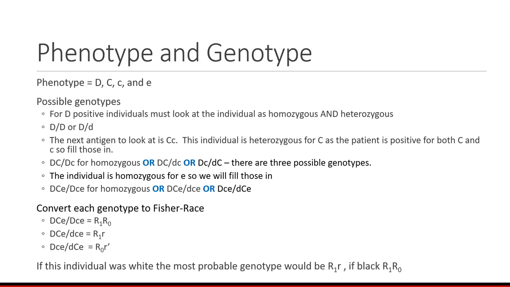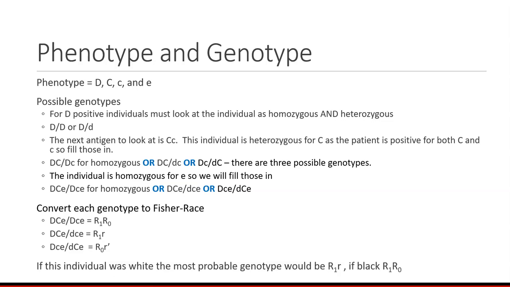Determining genotypes, Rh genotypes, is usually a struggle for many of my students, so I want to slow this down and just take it step by step by step in converting a phenotype into a genotype. So again, we have the phenotype for this individual. They're big D, big C, little c, so they're heterozygous for C. And they're little e positive. So that means they're homozygous for little e.